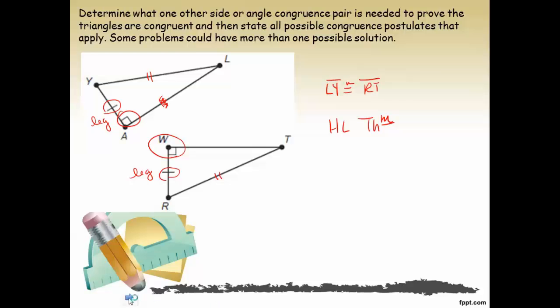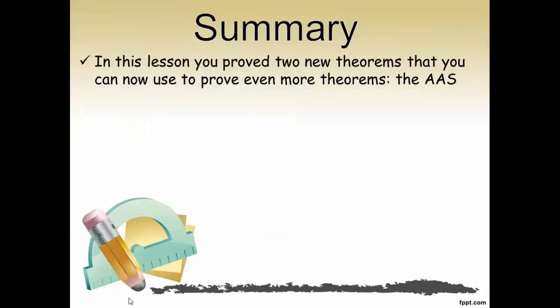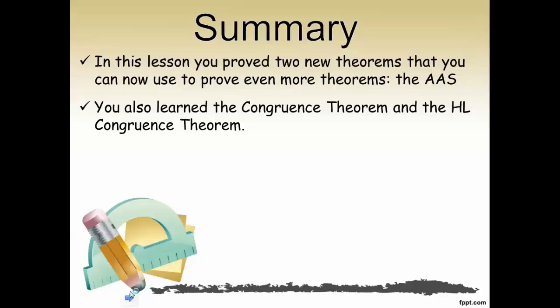Okay, let's see what's next here. Summary: in this lesson, you proved two new theorems that you can now use to prove even more theorems, the AAS congruence theorem and the HL, or hypotenuse leg, congruence theorem. We didn't actually go through and prove all of them in this lesson. You can look in your LMS and see those proofs.